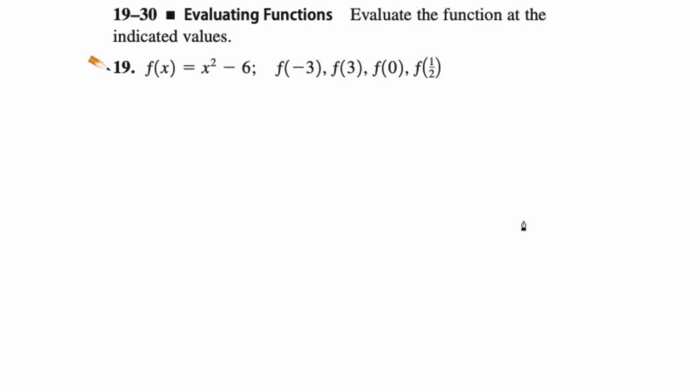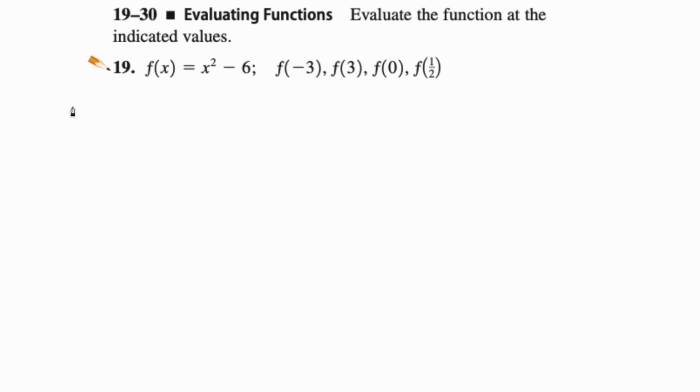This problem is about evaluating a simple function at different values. Let's get straight into it with our function f(x) equals x squared minus 6. The task here is straightforward. We need to find the output of the function f(x) when x is 3, -3, 0, and 1/2. Let's calculate each one step by step.